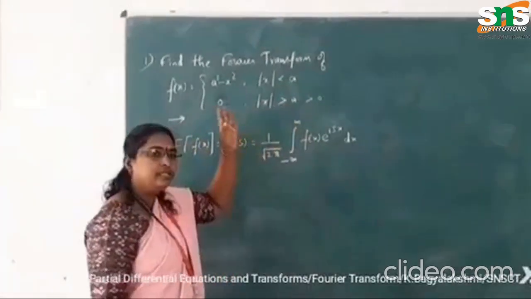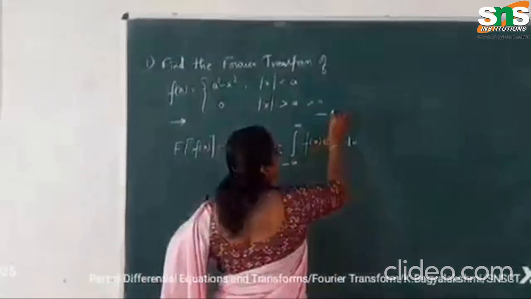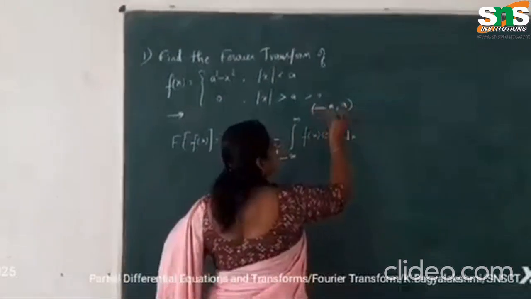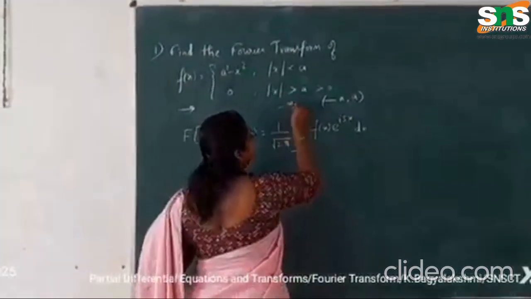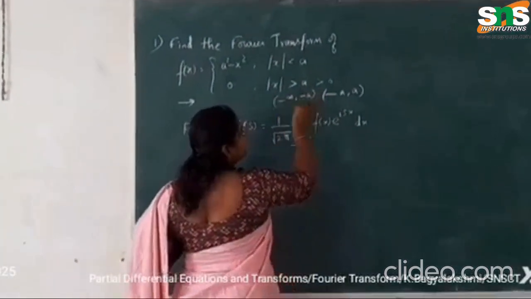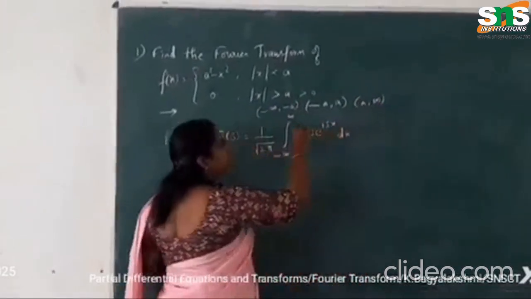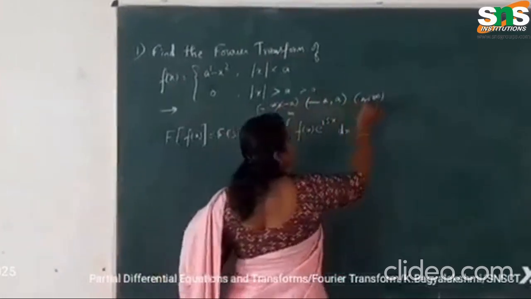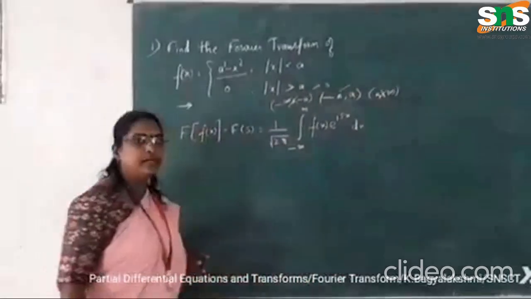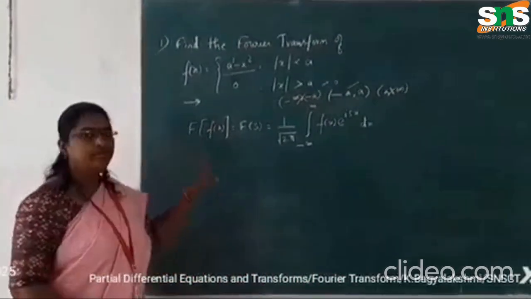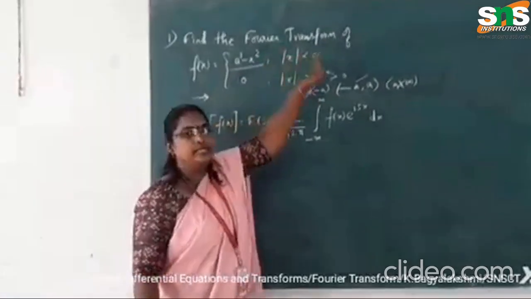That means the values other than between minus a and a become 0, that is, from minus infinity to minus a and from a to infinity. In these regions you won't get the function. Here alone we get the function as a² − x². So this is our given function, and for this function we are going to calculate the Fourier transform.